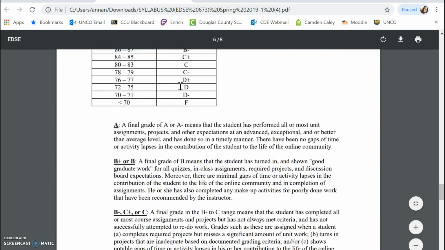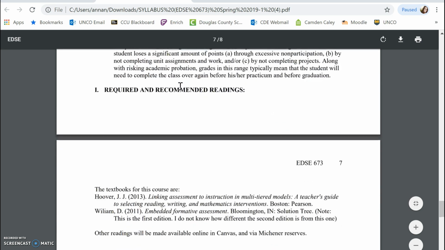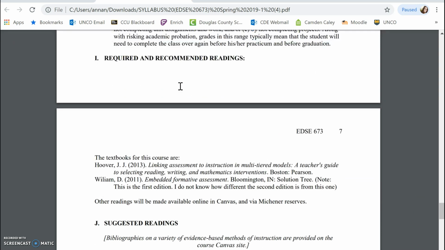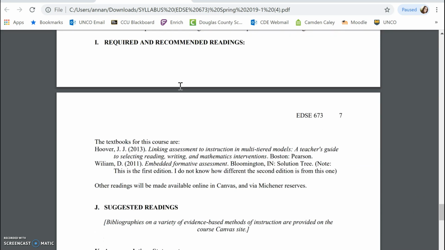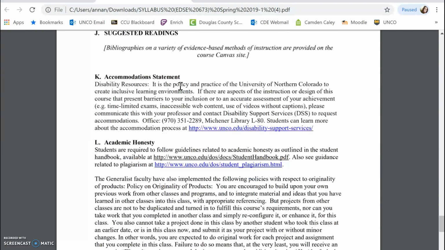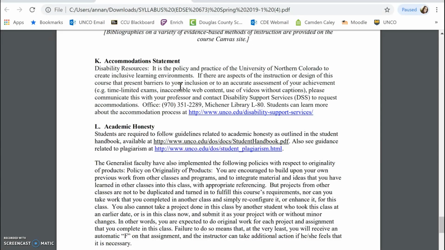The syllabus covers grades and then our required textbooks. Please let me know if you have any issues or difficulties accessing our textbooks. In addition to this, here under suggested readings, there are a variety of articles provided to you in the units in Canvas. So those will all be ready for you here on Canvas. Let me know if you have any difficulty accessing or have any questions or concerns.